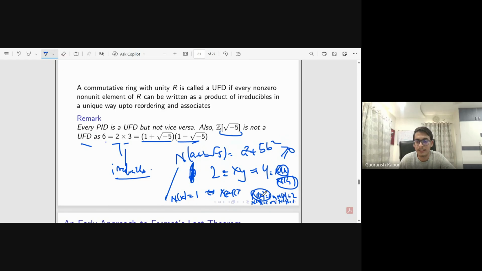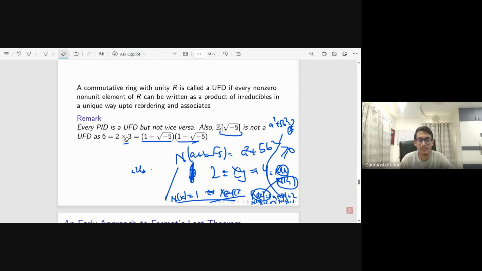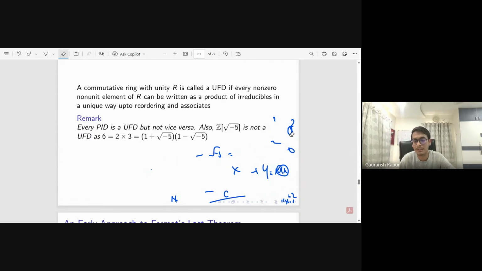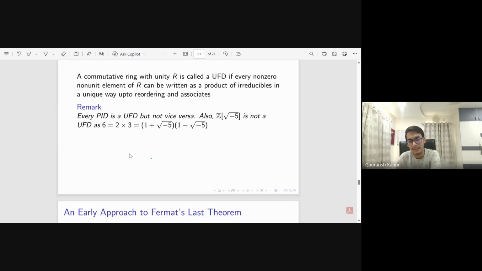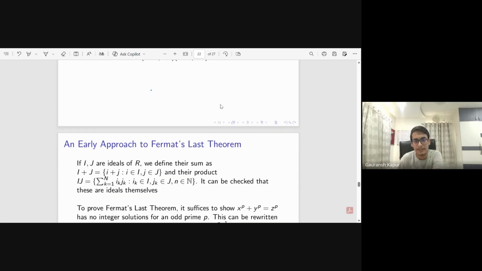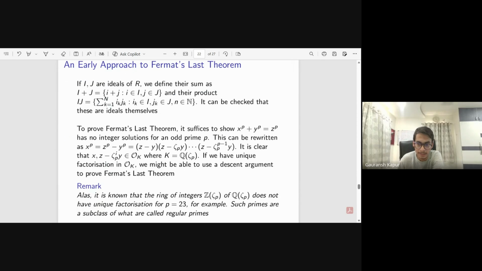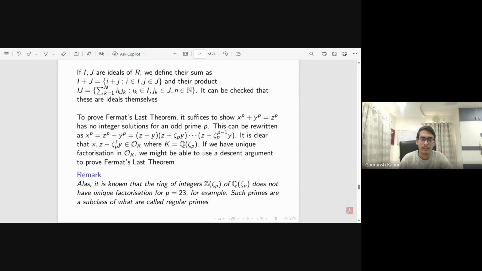But if norm of x is 1, then x is a unit by this. So the factorization would give a unit, and the norm cannot be 2 because a square plus 5b square equal to 2 has no integer solutions. So you can check that 2 is irreducible and so is 3 and the other two numbers here. So this is a factorization into irreducibles in different ways, and these are not associates as well because they have different norms. So this shows that Z[root minus 5] is not a UFD. And I'll skip this for now, but you can read that in the slides later.